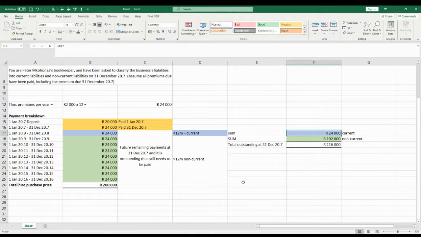So the main things you need to see is that the deposit and the first year of premiums have already been paid in order to get to the correct information of what is still remaining or outstanding, and then you had to apply the rule: what will occur within 12 months, what will occur after 12 months, to get the non-current and current split.